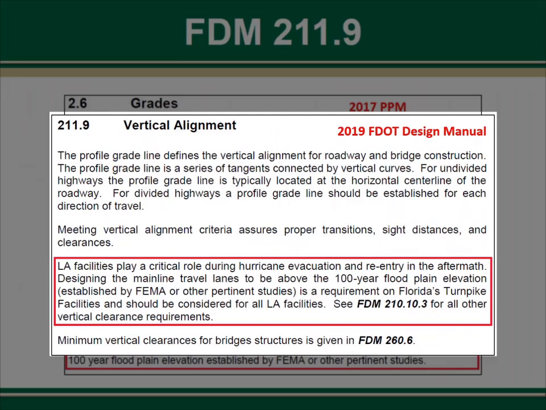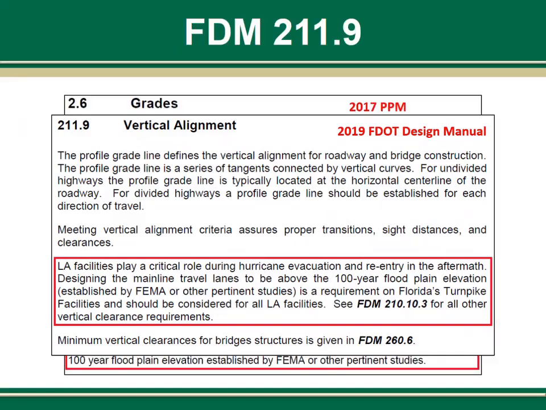So we've brought this language into the FDM in the 2019 manual, here in Section 211.9, Vertical Alignment. We didn't change the requirements of this language. However, we did add to it by saying that designing mainline travel lanes to be above the 100-year floodplain elevation should be considered for all limited access facilities. So it's still a requirement for Florida's turnpike facilities and a consideration for all other limited access facilities.